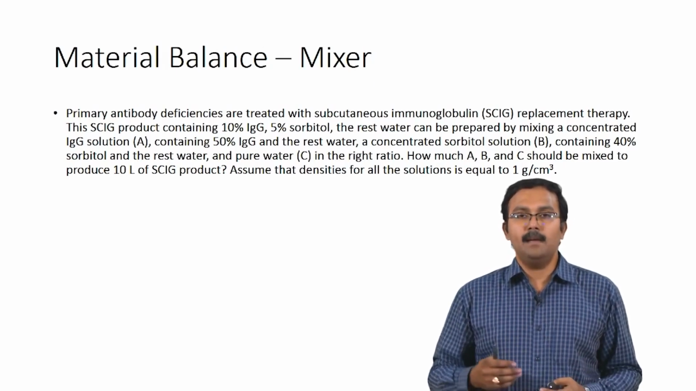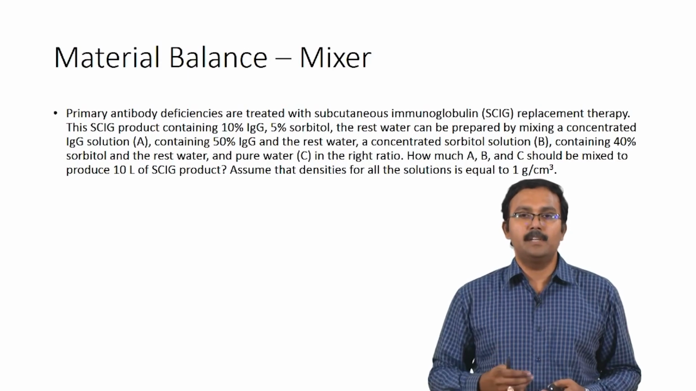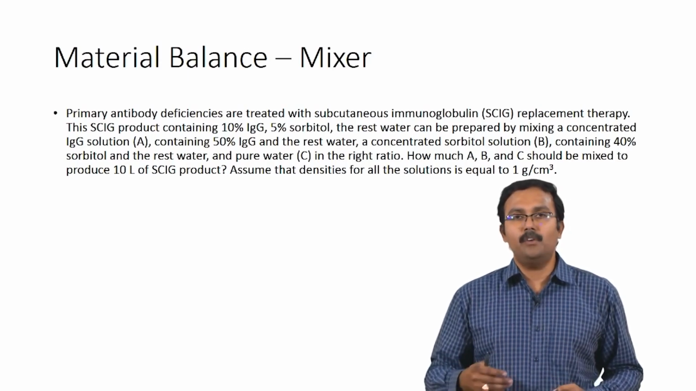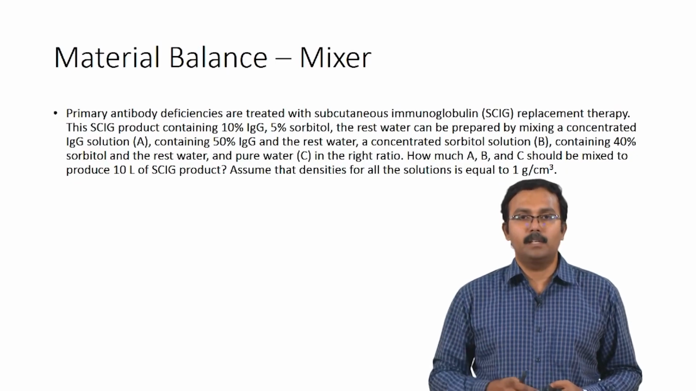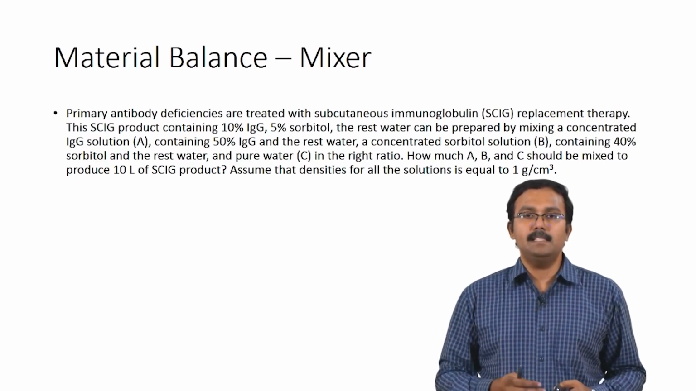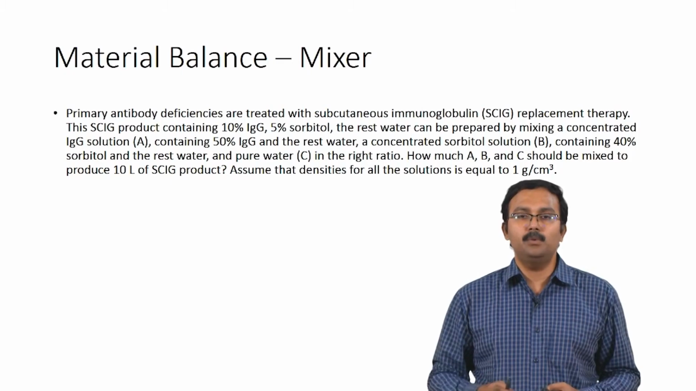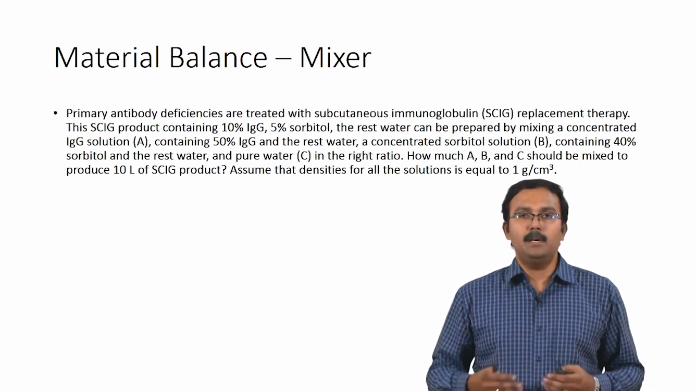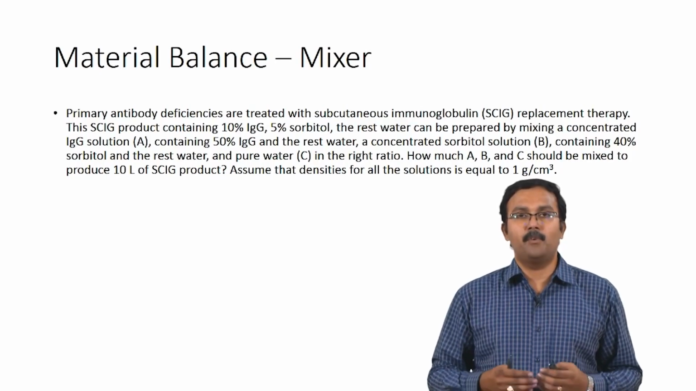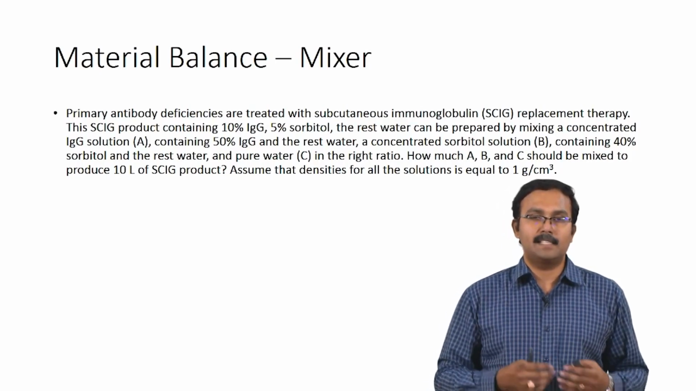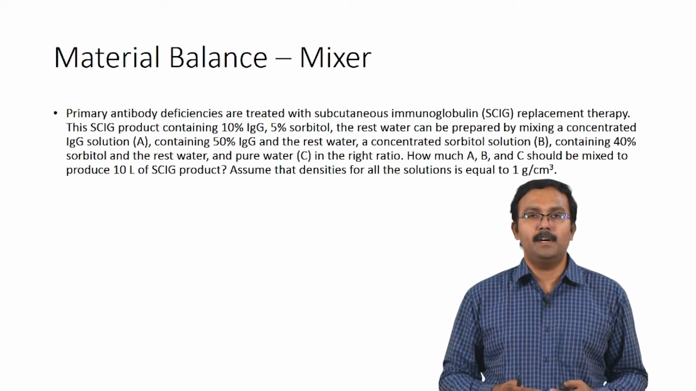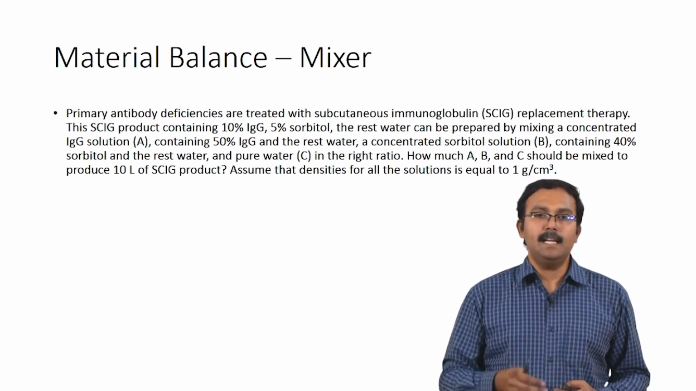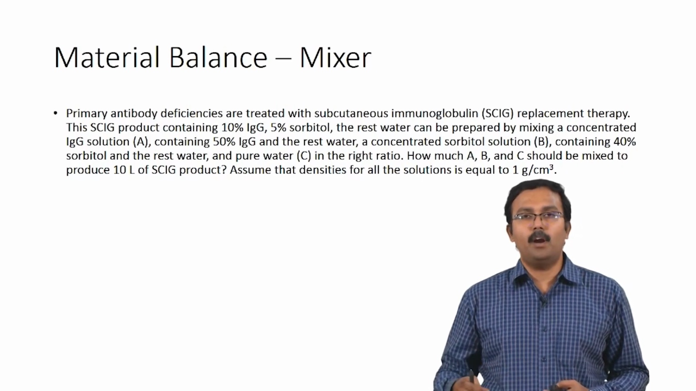How much A, B and C, which are the 3 different solutions, need to be mixed to produce 10 liters of SCIG product? You can assume that the density for all the solutions is equal to 1 gram per centimeter cube. Now let us try and solve this problem. Where do we start? The first step for any material balance problem, as I said, is identifying the basis. Here the basis would be 10 liters of SCIG product which is formed.